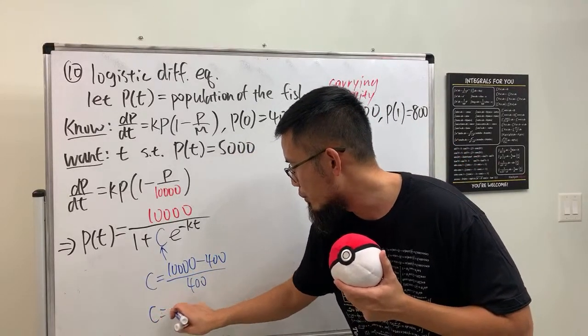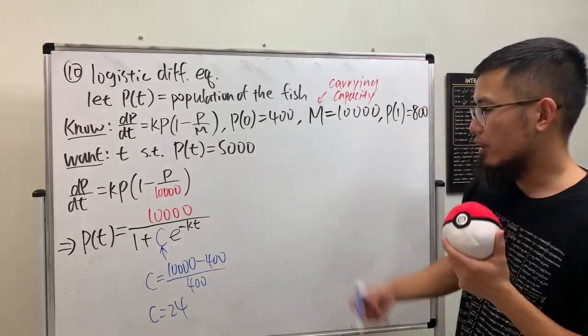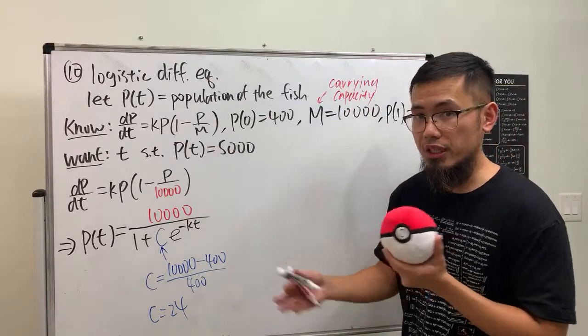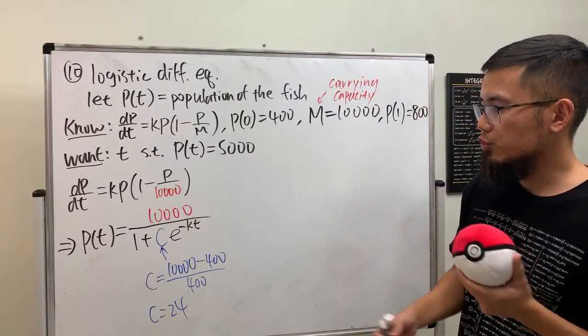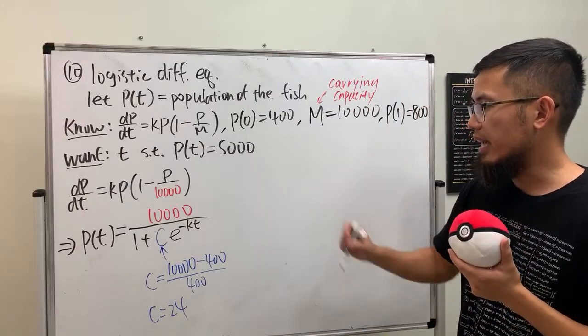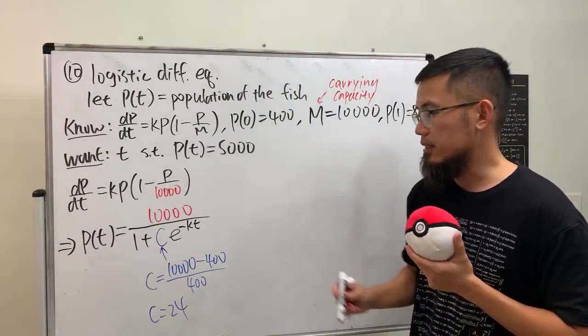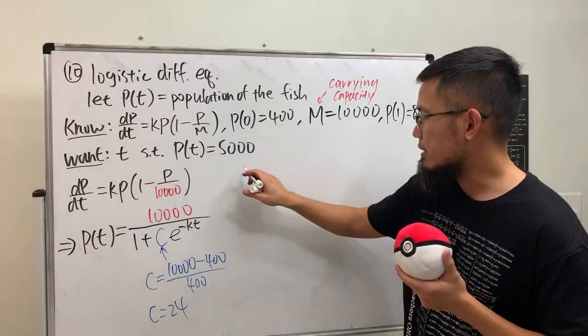So c is equal to 24, right? So that's pretty much all you have to do to solve for the amount equation. And then for the rest, you just have to work out the constant k and then figure out the t for that. So here we go, let's see.